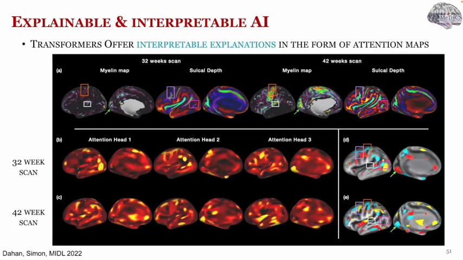But more importantly, transformers are what are known as inherently interpretable learning frameworks, since we can look at what features they attend to in order to make their decision. So here I'm showing attention applied to classify how old a baby was when they were scanned. So rows B and C here are showing attention maps for one baby scanned very preterm and another term baby scanned shortly after birth.